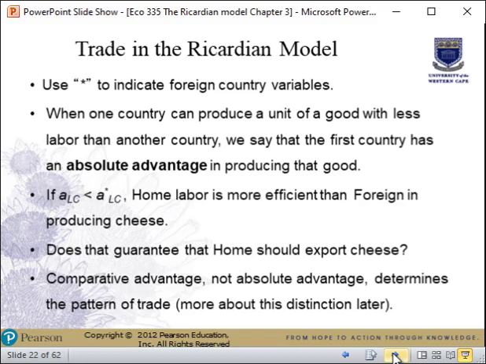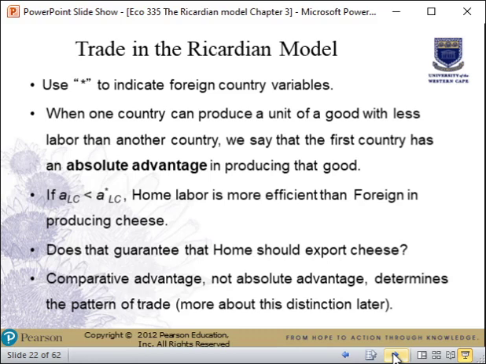In such a case, the theory of absolute advantage predicts that there will be mutual gains from trade if home specializes in the production of cheese and then exports it to the foreign nation in exchange for wine.